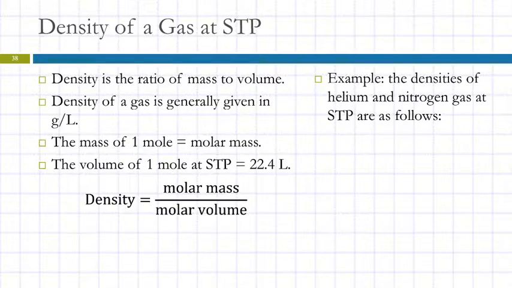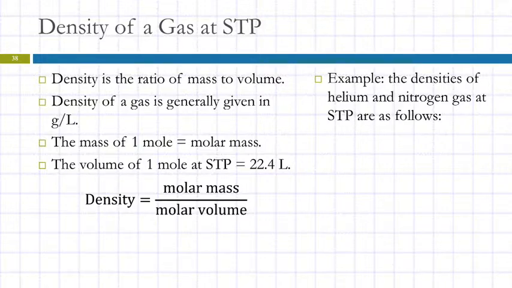My philosophy is it's better to have a few equations that you remember and just manipulate those, instead of having a special equation for every stinking problem. So personally, I don't think of it this way. Let's do an example here and calculate the densities of helium and nitrogen gas at STP.